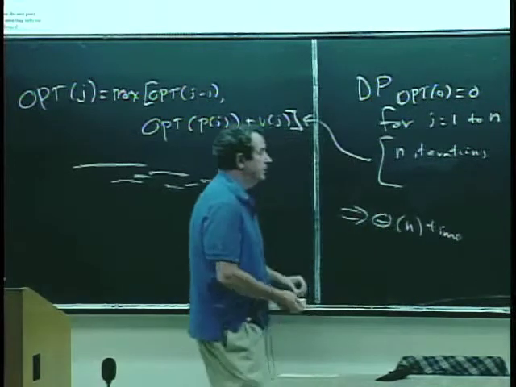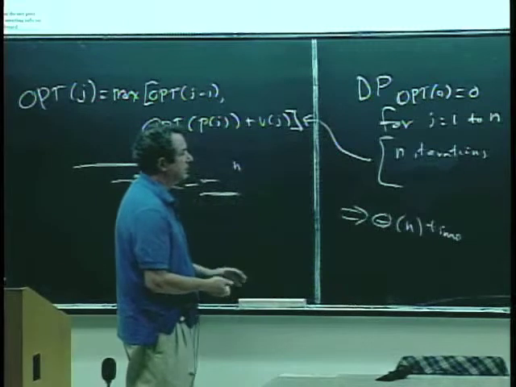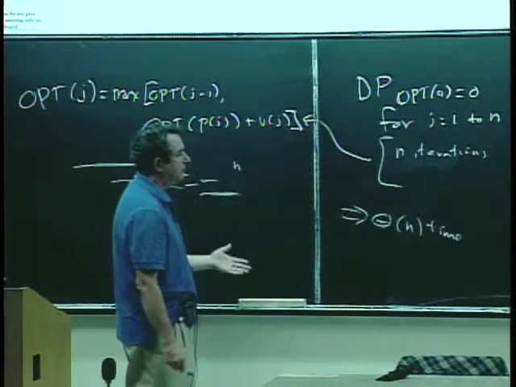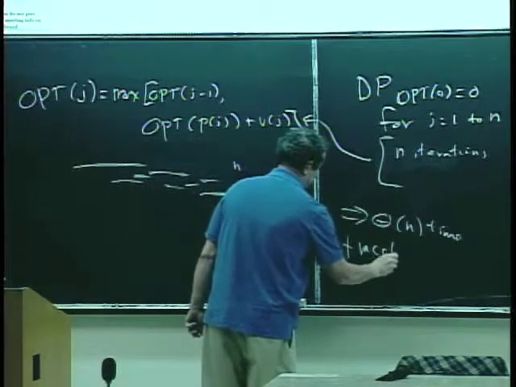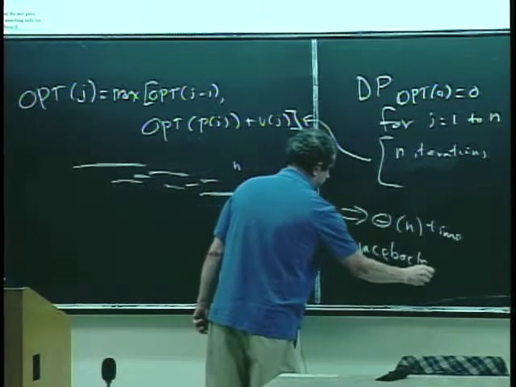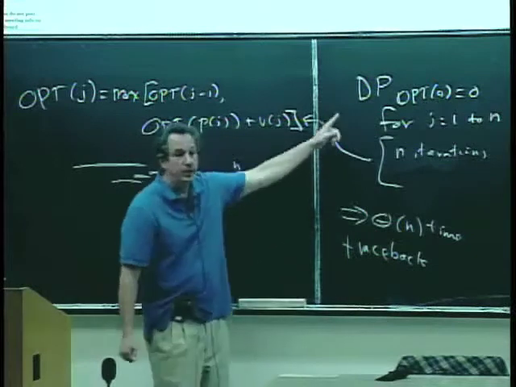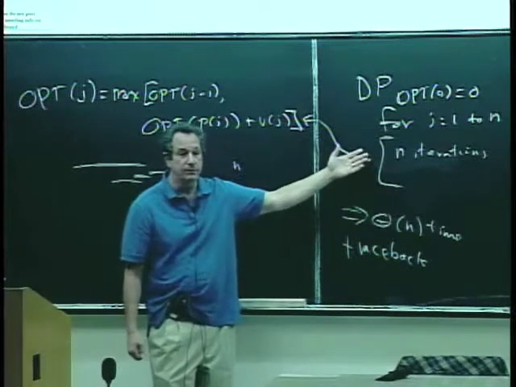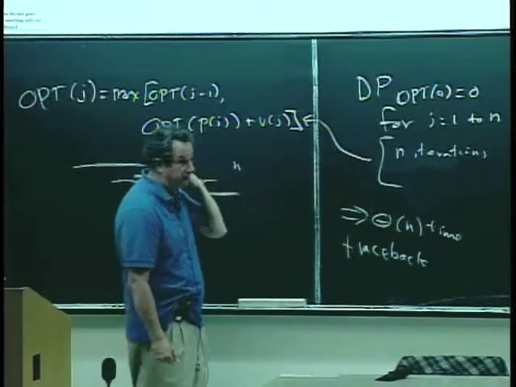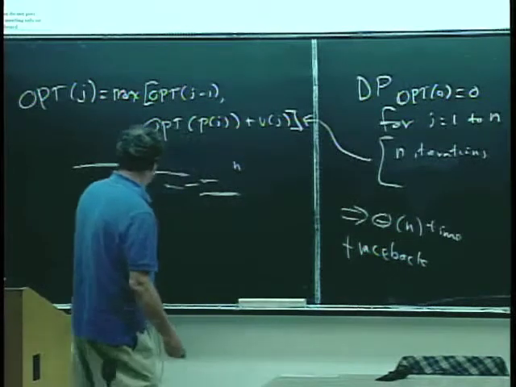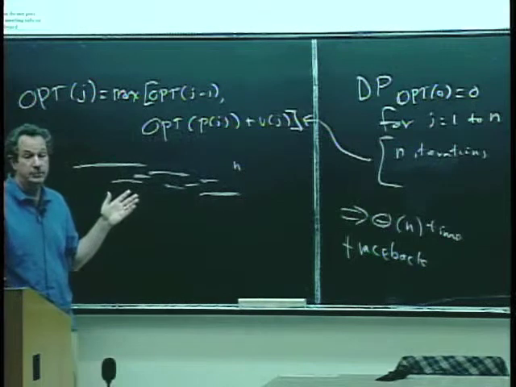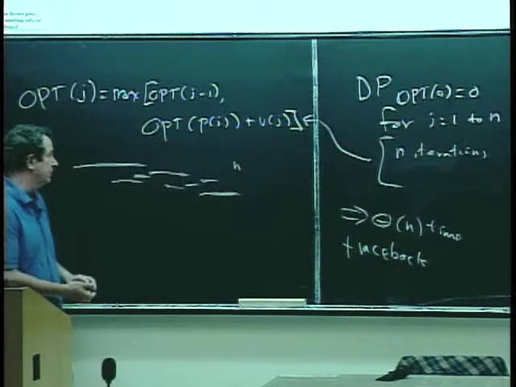Okay, so that's almost where we ended. We ended very quickly talking about traceback, and that's where I want to start today. Because this computation here just gives you a value. It gives you opt of j for each j. It gives you a number. But it doesn't actually tell you what the selection of intervals should be. What is the optimal selection of intervals?